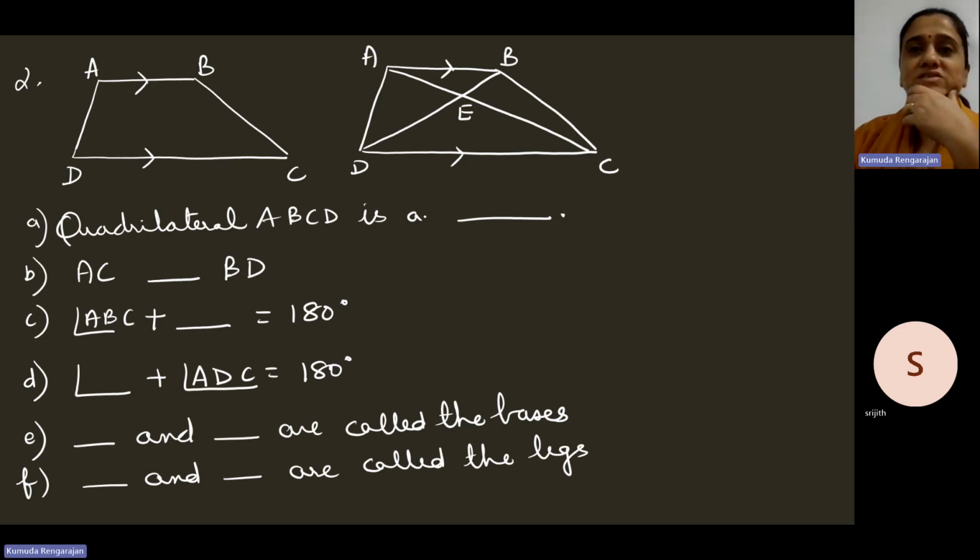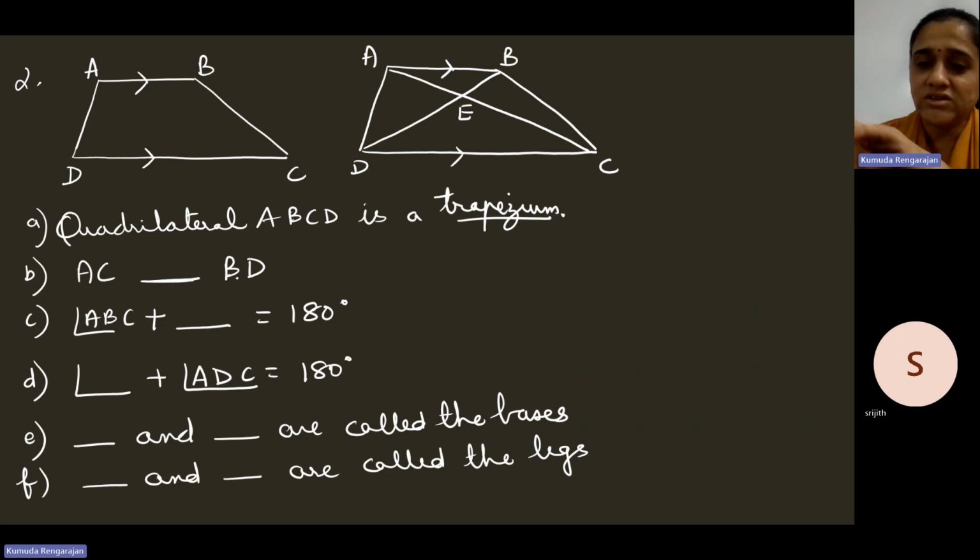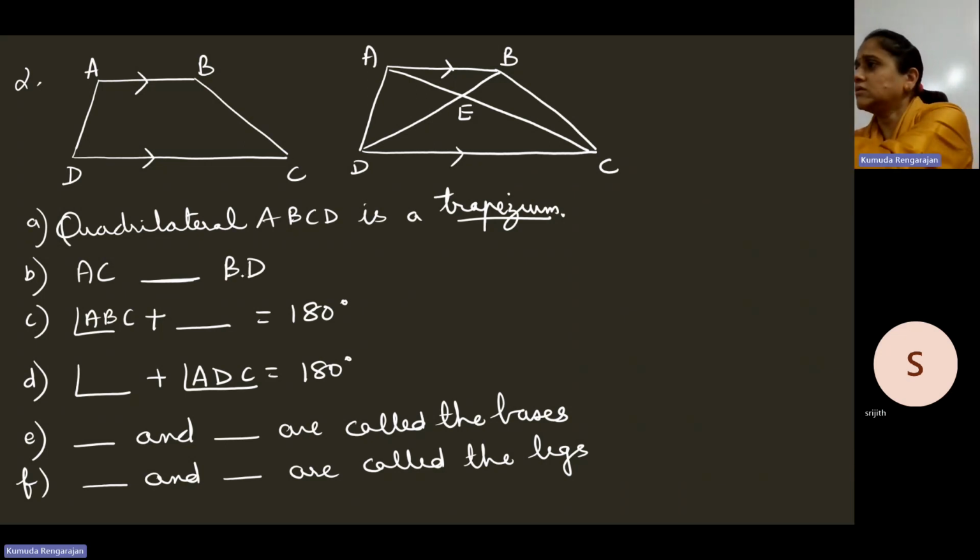Yes, quadrilateral ABCD is a trapezium. Why the others didn't answer? You should be the first to answer. You should not be late. Yeah, fill in the blanks. AC dash BD. Bisects. Sorry, Srijay, again? Bisects. No, you can't. No.